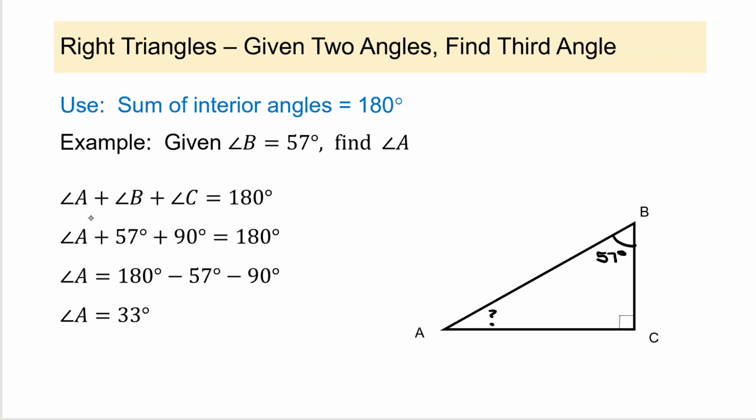So all we have to do is set up an equation that says angle A plus angle B plus angle C equals 180 degrees. We know angle B is 57 degrees. We know angle C is 90 degrees. Sub those in and solve for angle A, and you get 33 degrees.